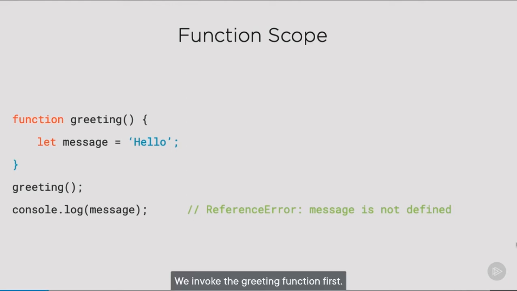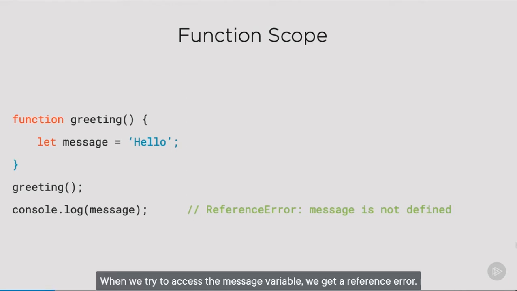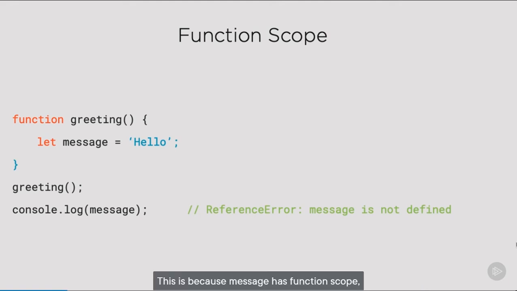We invoke the greeting function first. When we try to access the message variable, we get a reference error. This is because message has function scope, and as soon as the greeting function completes execution, the message variable is no longer available. In other words, message is now out of scope.